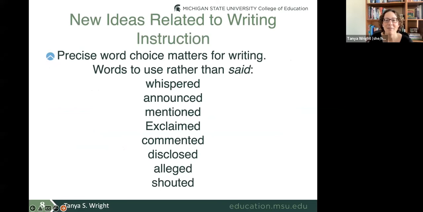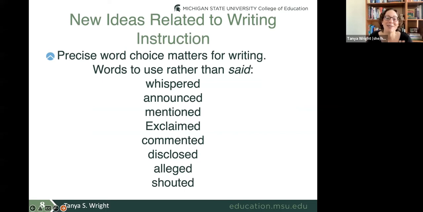Something else that matters a lot for writing, and again, because in written language, oh, for some reason I have a capital on exclaimed, but that seems so appropriate. I must have been really excited about exclamations. So ignore my capital in my list. Okay.